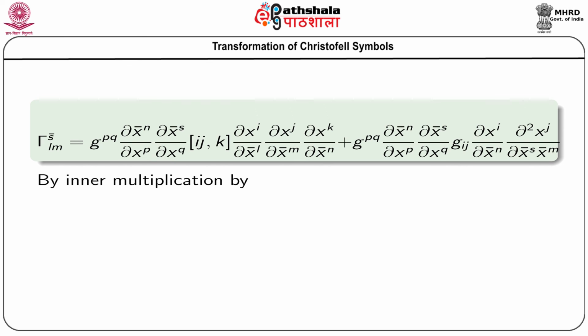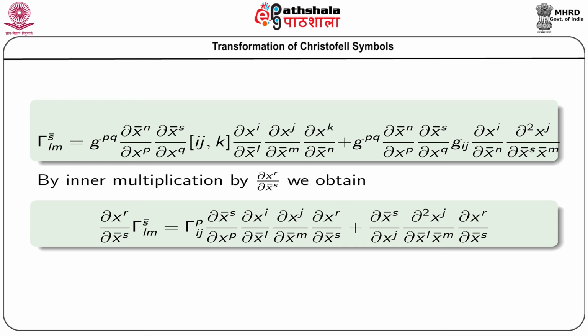By inner multiplication with del x r del x bar s, we obtain del x r del x bar s gamma bar s L m equals gamma p I j del x bar s del x p del x I del x bar L del x bar j del x bar m del x r del x bar s plus del x bar s by del x j del 2 x j del x bar L del x bar m del x r by del x bar s.